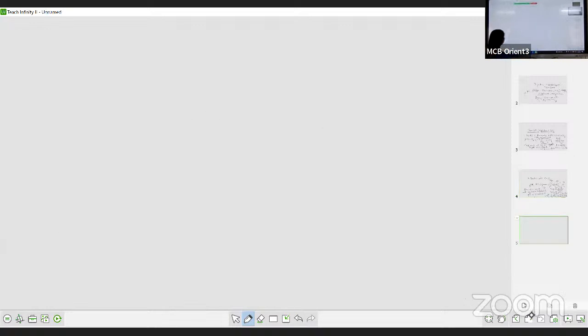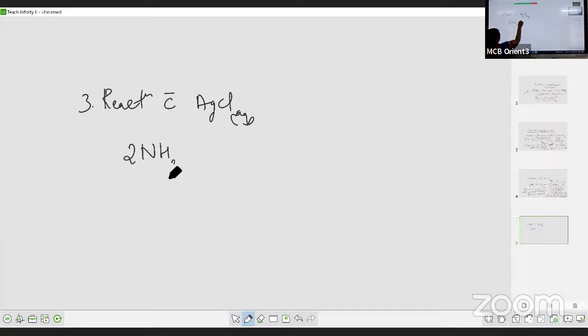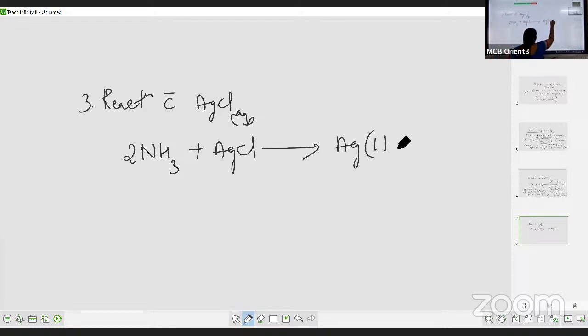So next, the third reaction, the last reaction, is the reaction with aqueous AgCl. AgCl means silver chloride. So 2 moles of ammonia are reacting with AgCl to give a colorless complex. This is also a complex, students. So this is 2 ammonia molecules and a Cl.